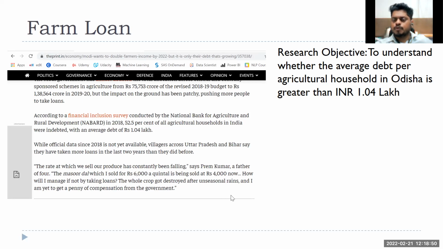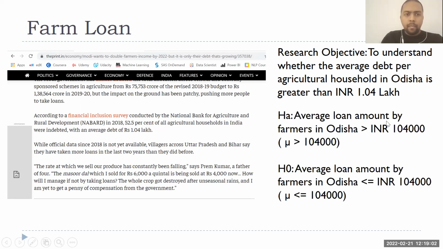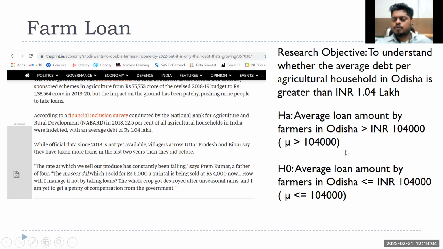So here what I want to prove is that the average loan amount of agricultural households in Odisha is greater than 1,04,000. The same statement I'll write becomes my alternate hypothesis. Average loan amount by farmers in Odisha is greater than 1,04,000, because I'm interested in all the farmers, not only my sample of 100 or 200 farmers. So that is mu, the population mean. I'm writing it in mathematical form: mu is greater than 1,04,000. This is what I'm interested in. This is my alternative story.